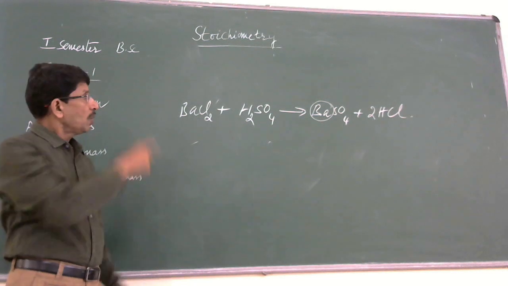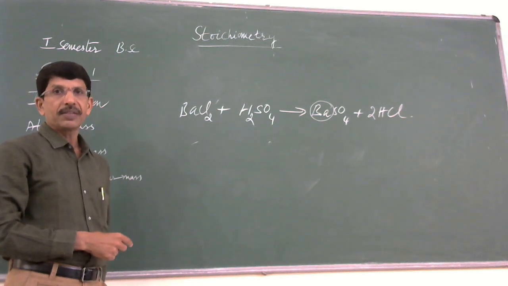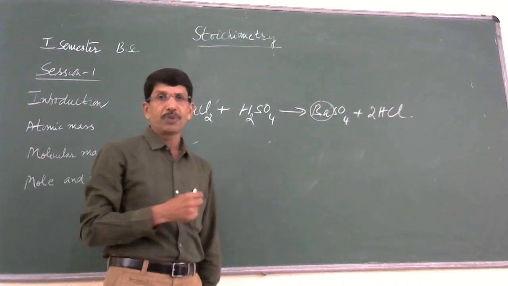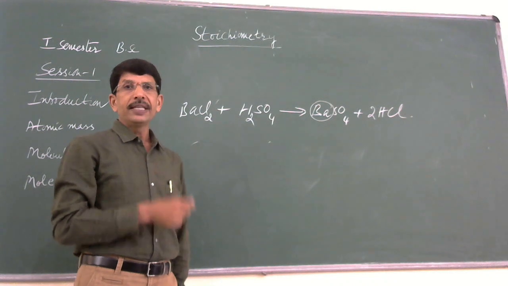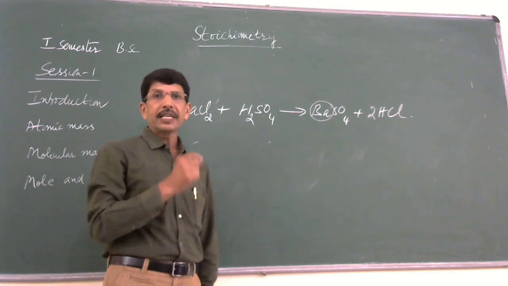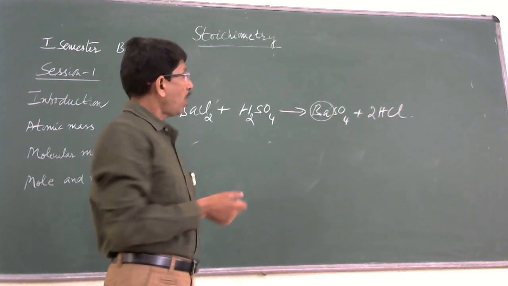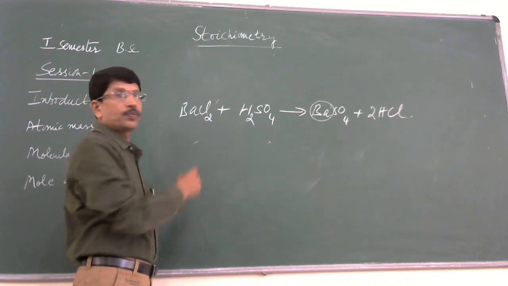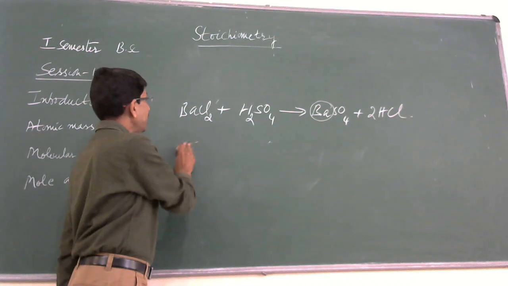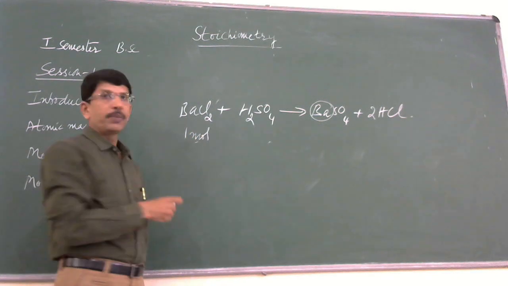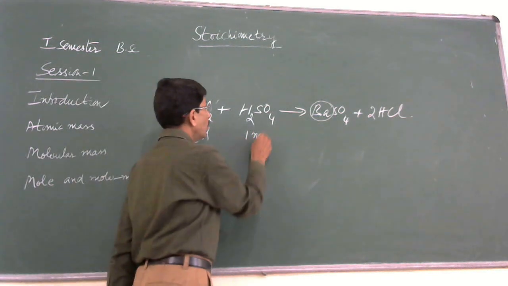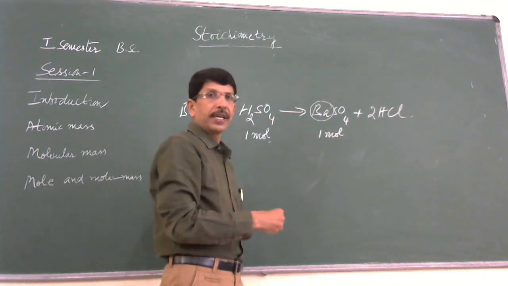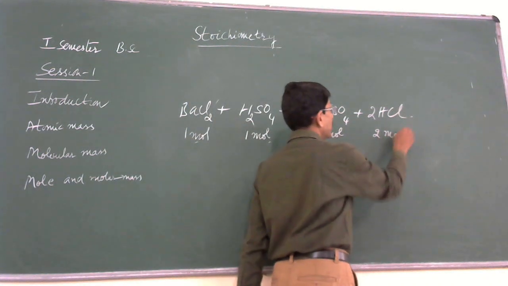In order to study the quantities of reactants and products involved in a chemical reaction, it is necessary for us to have a balanced chemical equation. So what information do we get from a balanced chemical equation? If you consider this, which is balanced, it indicates that 1 mole of barium chloride reacts with 1 mole of sulfuric acid to give 1 mole of barium sulfate and 2 moles of hydrogen chloride.